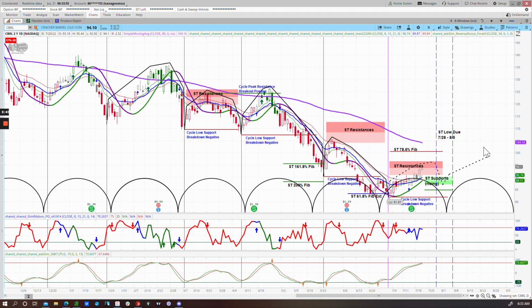We have a daily cycle timing window coming up between July 28th and August 5th. So what we would like to see happen is for Cracker Barrel to pull down into that period of time and then to hold that support zone and begin to move up into the rising phase of this next daily cycle. If it can do that, we would consider it a good long side opportunity with a target up to around 100 to 102 in this next daily cycle.